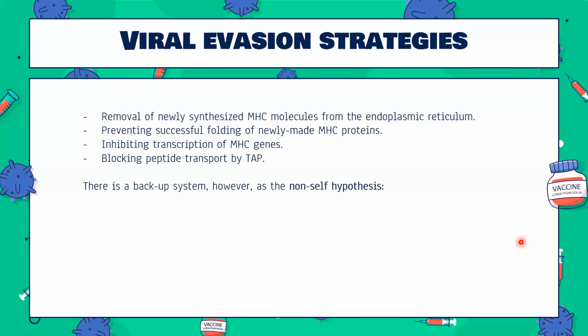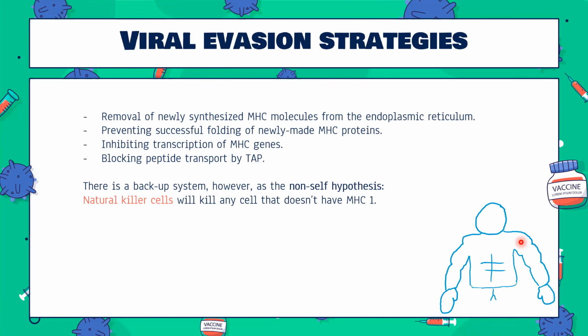However, as I told you guys, we have a backup system, which is our non-self hypothesis. Who is going to go against this? Who's going to go against a lacking MHC? NK cells. Exactly. So our natural killer cells are going to kill any cell that does not have an MHC class 1.